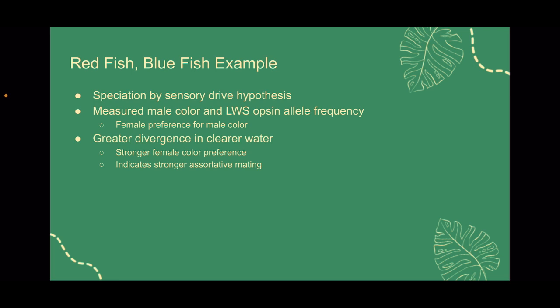By measuring male color and LWS opsin allele frequency of cichlids collected at different depths at different islands, as well as by measuring the female preference for male color, Seehausen found support for the sensory drive hypothesis. There was a greater divergence in male color and LWS opsin allele frequency between species at sites with clearer water, and females from islands with clearer water showed a much stronger color preference, which indicates stronger assortative mating at sites with clearer water.